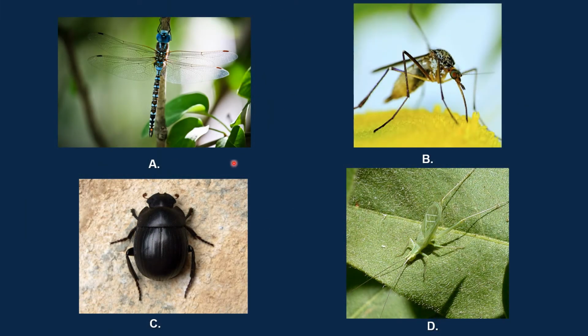Before I introduce to you our new lesson, let me show you these pictures. Try to identify these 4 pictures from picture A to D. And try to identify what these insects are. Okay, let us see if you get the correct answers.